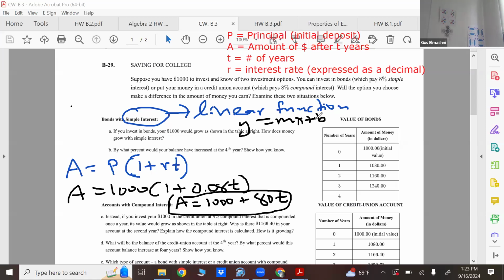Does this equation apply to just linear functions or does it apply to exponential? This is just linear, just simple interest. We have a new one for the next one.